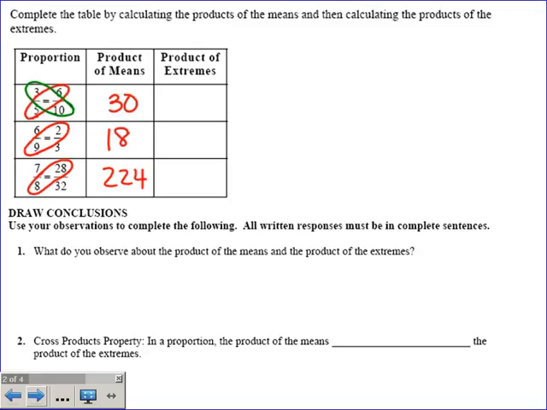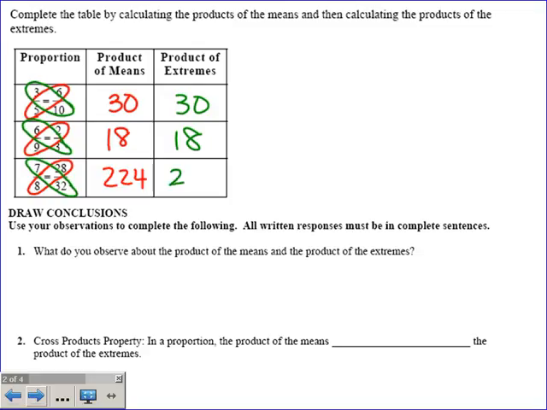So let's see, after Sierra, Tyler Cox, 3 times 10, or 30. Sounds good to me. Let's see, Lauren, 6 times 3. 18. That's kind of a nice number there. And then let's see, Nicole, 7 times 32.